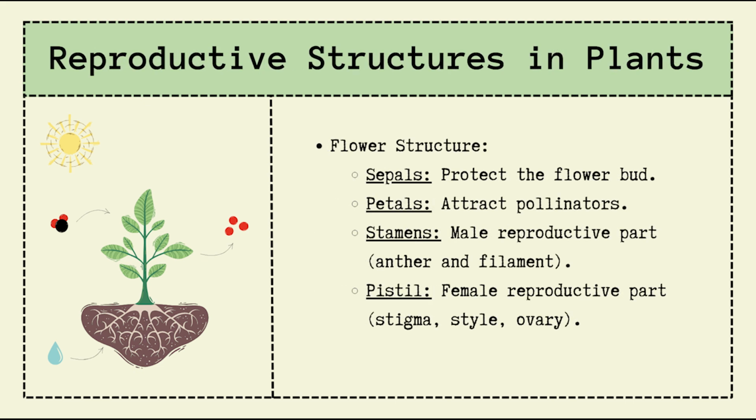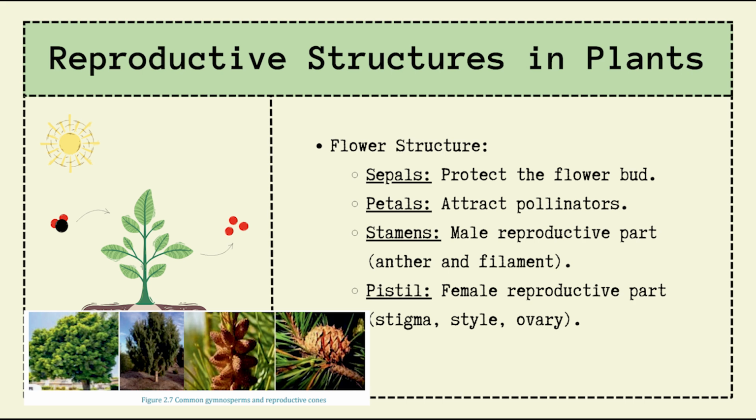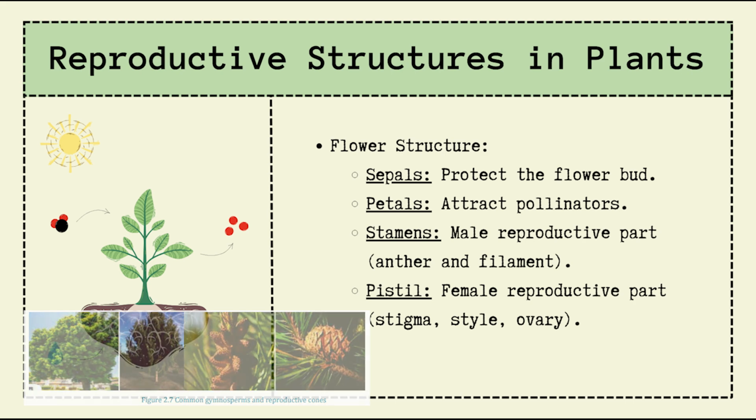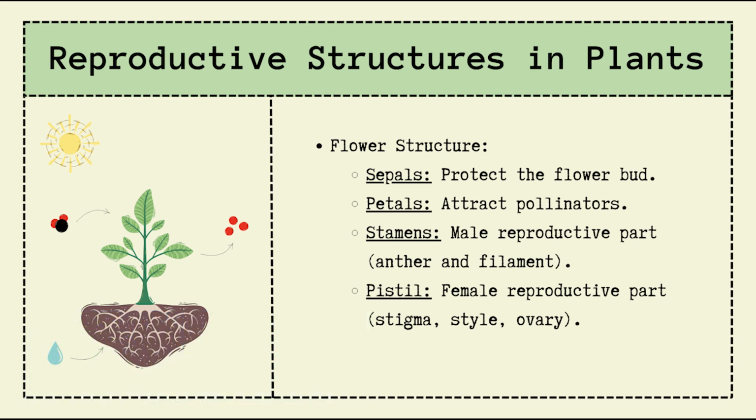Reproductive structures in plants. Flowers are the reproductive organs of flowering plants. They include sepals, which protect the flower bud; petals, which attract pollinators like bees; stamens, the male part made of an anther and a filament; and pistil, the female part made of stigma, style, and ovary. Each part plays a role in ensuring successful pollination and seed formation.